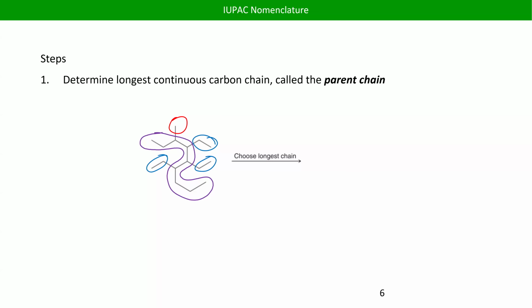What's different about the red branch versus the blue branch? The red is 1, so it's meth, whereas the blue is 2, so it's eth. Exactly. We're going to use those same numerical prefixes to name any branches as well, but we'll get there.